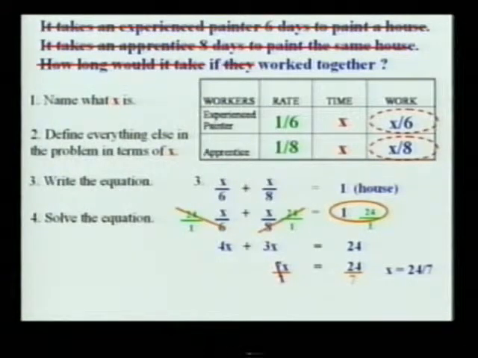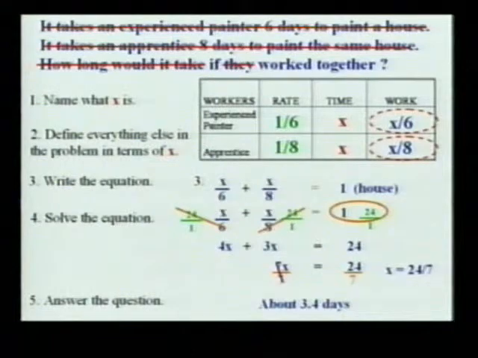Let me get a decimal approximation of that. 24 sevenths, about 3.4. Now why days? Because the unit you put in is the unit you get out. So the answer is 3.4 days. Sheer unadulterated brilliance. Okay, there's your review.